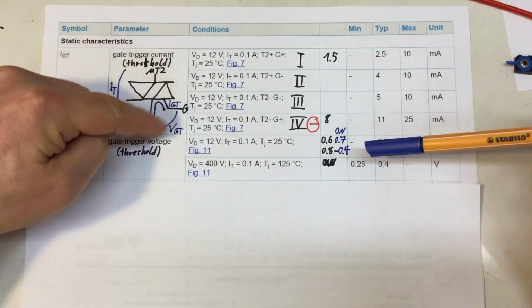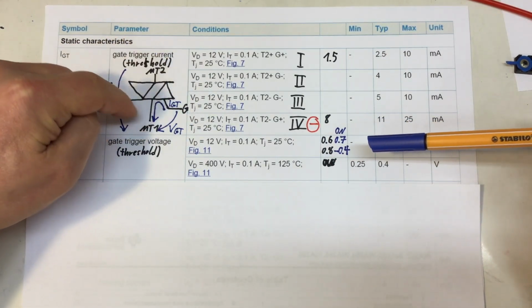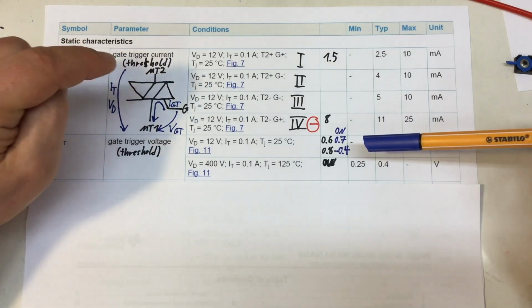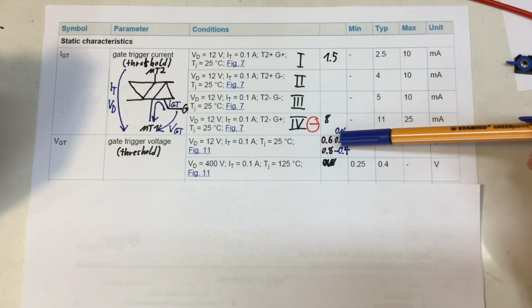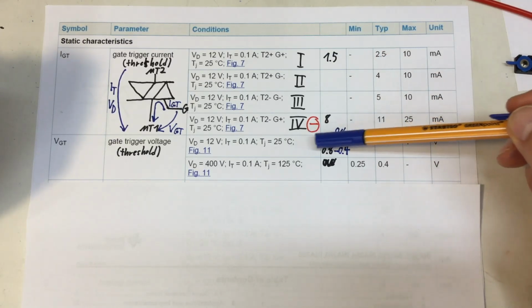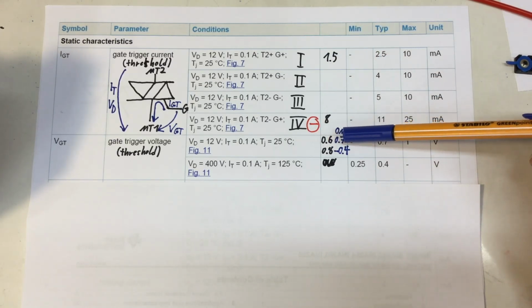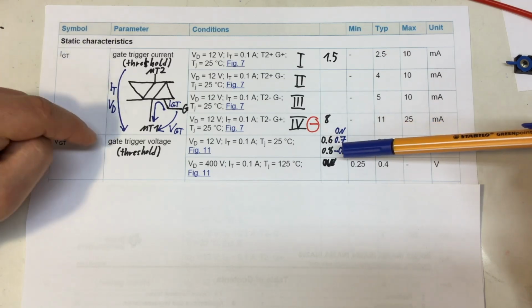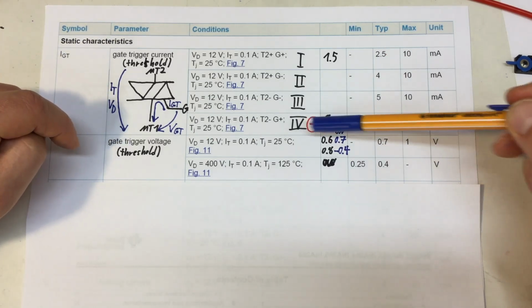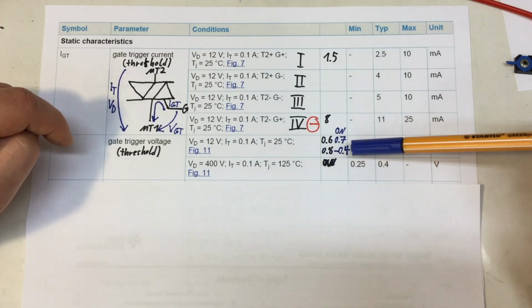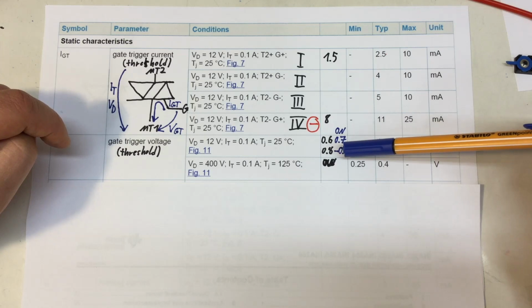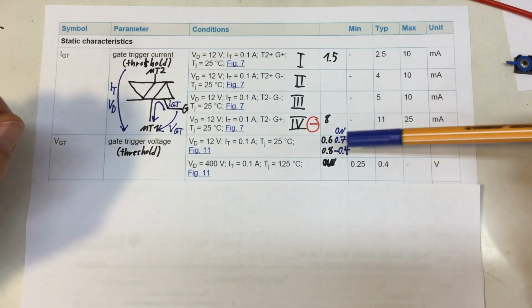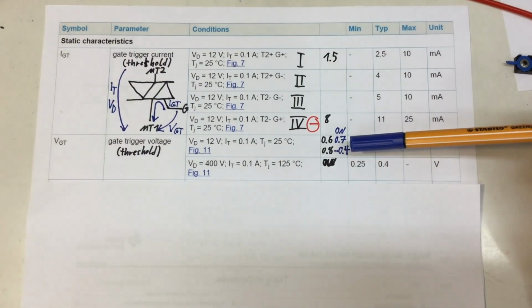However, as soon as the thing latched on, that is, got into its conductive state, in quadrant 1 our gate voltage made a little jump from 0.6 to 0.7 volts, while in quadrant 4 it made a huge jump from 0.8 volts to minus 0.4 volts. That's 1.2 volts negative.